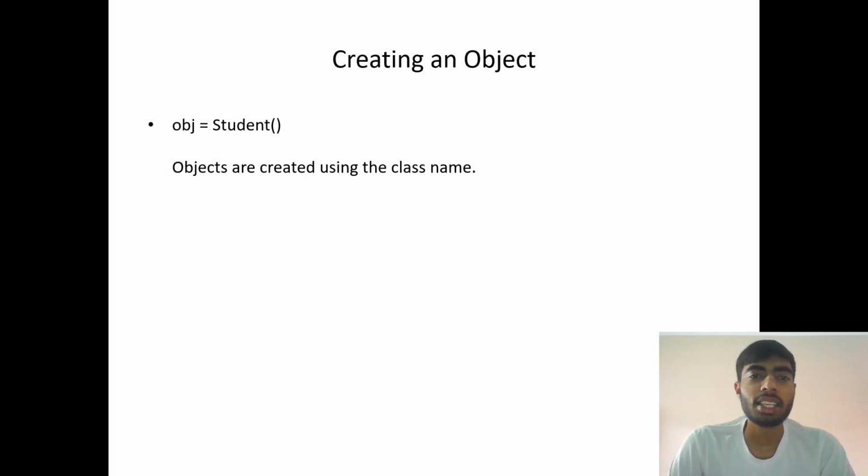Once a class is created, we can create an object. To create an object, we simply write the class name followed by the parentheses. For example, object equals student creates an object of the student class. After creating the object, we can access the methods and data defined inside the class. This is how objects are created and used in Python.